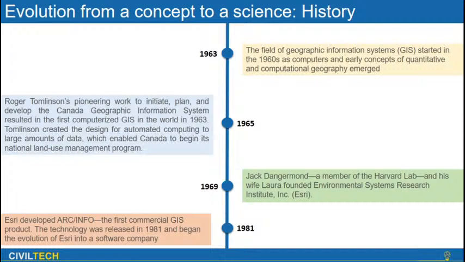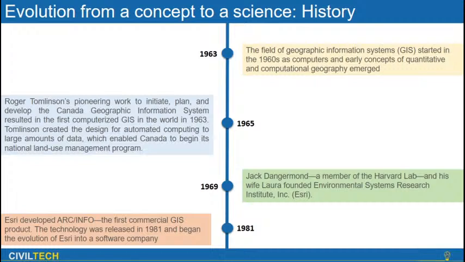Because in those days, drawing the electric lines and pipeline networks was very difficult to do manually. So a person named Roger Tomlinson from Canada, who worked for the municipality of Canada, started applying the concepts of GIS and brought a computerized GIS in the year 1965.